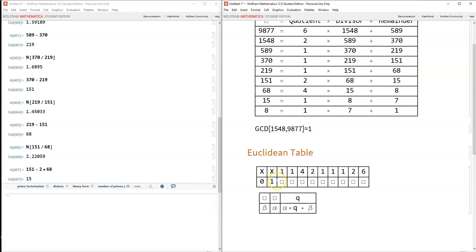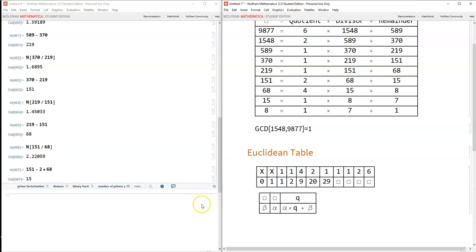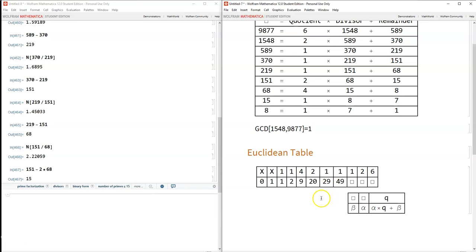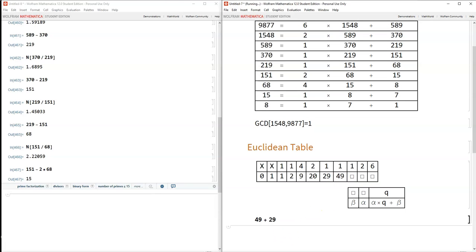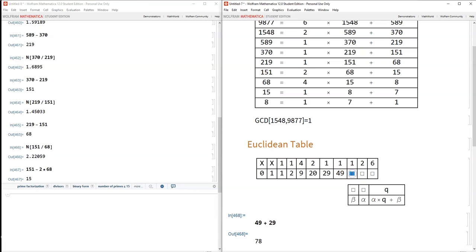So to get started, I will take 1, multiply it by 1, and add 0, which will be 1. And I'll take 1 times 1 plus 1, that will be 2. 4 times 2 plus 1, so that's 8 plus 1, that's 9. 2 times 9 is 18, plus 2, that gets me 20. 1 times 20 plus 9 is 29. Now the arithmetic is going to start to get a little trickier. So this will be 49. 1 times 49 plus 29 is going to be 78.